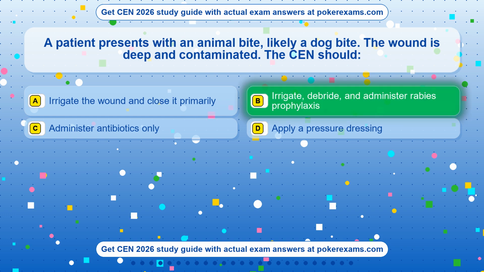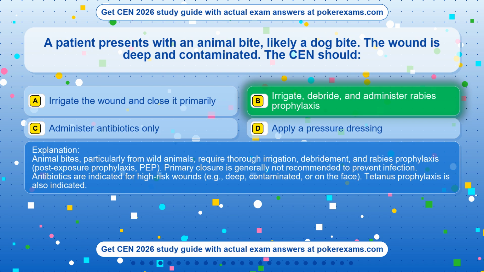The correct answer is option B. Irrigate, debride, and administer rabies prophylaxis. Animal bites, particularly from wild animals, require thorough irrigation, debridement, and rabies prophylaxis, post-exposure prophylaxis, PEP. Primary closure is generally not recommended to prevent infection. Antibiotics are indicated for high-risk wounds, e.g., deep, contaminated, or on the face. Tetanus prophylaxis is also indicated.